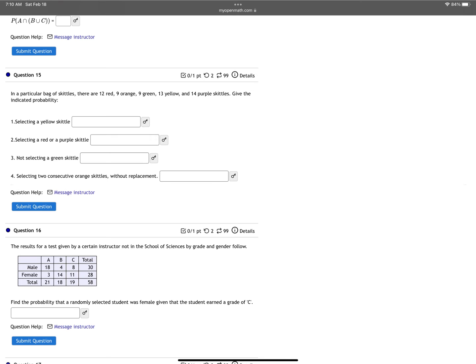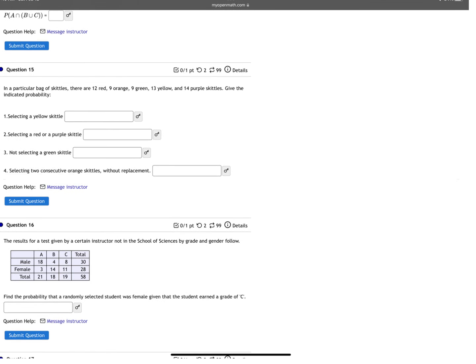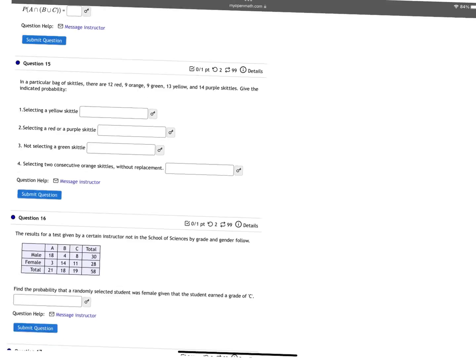The second request I got was for question 15, so we'll go through 15 real quick. A particular bag of Skittles has 12 red, 9 orange, 9 green, 13 yellow, and 14 purple. Give the following probabilities. Selecting a yellow Skittle. Well, yellow are 13. First, let's find out how many total Skittles we have.